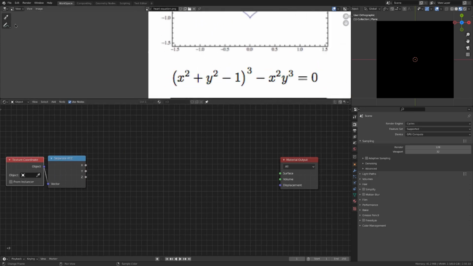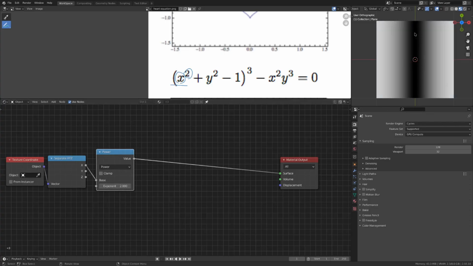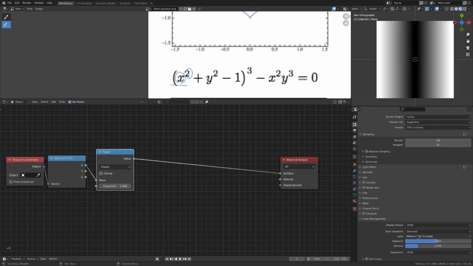To make x squared here, we are going to use a Math node and set it to Power. This x is the base and this 2 is the exponent. So we connect this here, the exponent is going to be 2, and we connect it directly to the surface, and we'll get this kind of interesting looking graph.